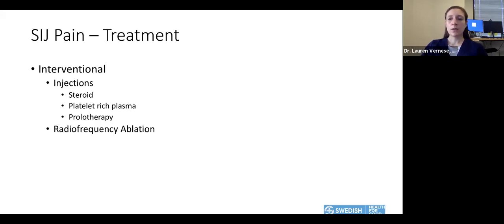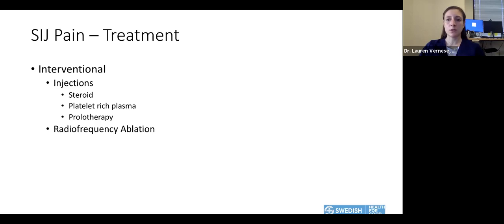Prolotherapy is another thing where it's an injection of dextrose, or sterile sugar water, and it stimulates a healing response. So it actually initially causes irritation, but then causes a healing response. And prolotherapy can be used. It tends to require about 1 to 3 injections, more on the order of 3 injections every couple of weeks for its effects. Platelet-rich plasma and prolotherapy are both out-of-pocket expenses.